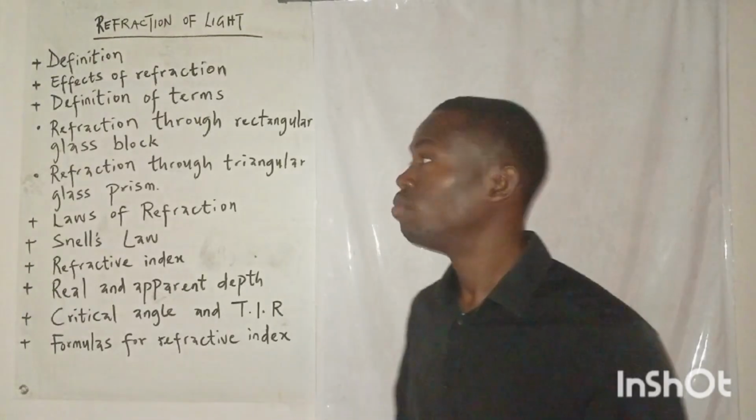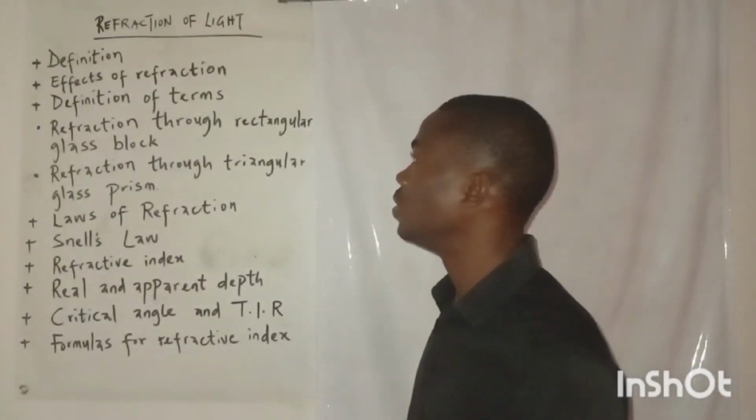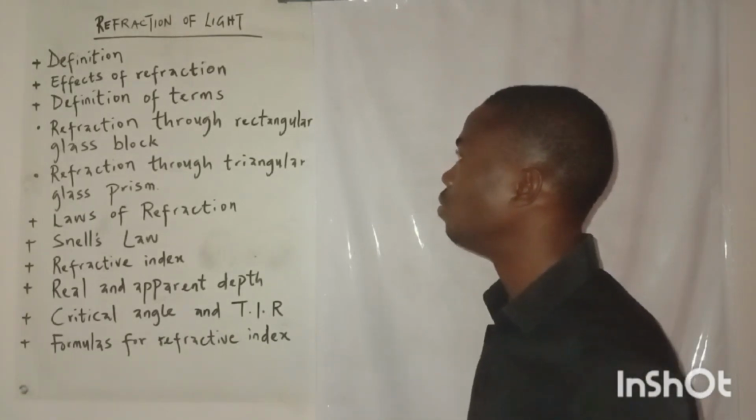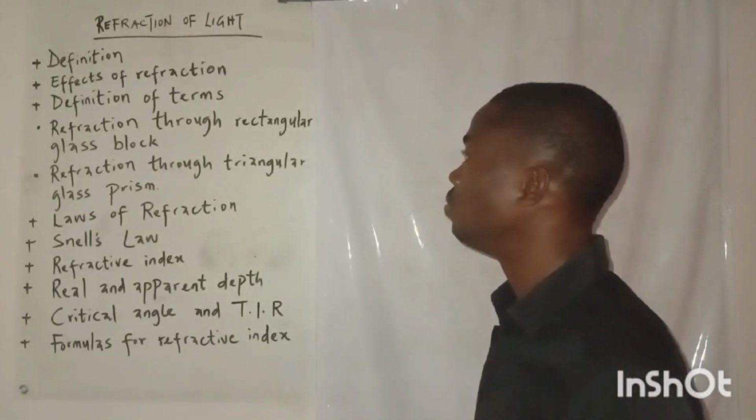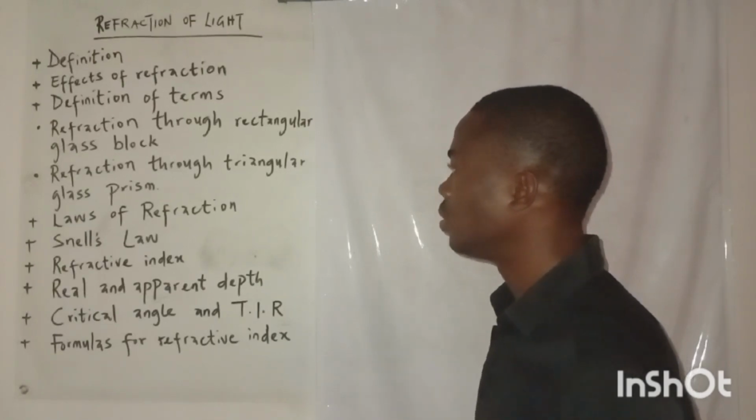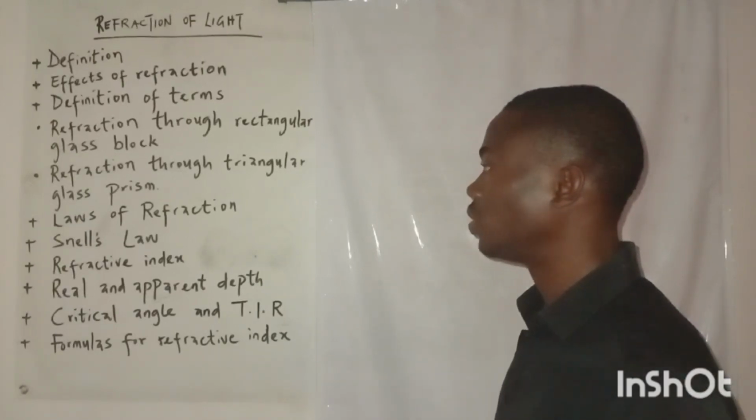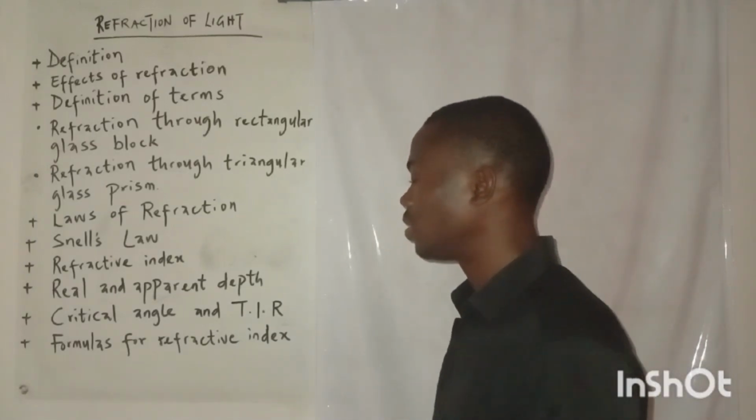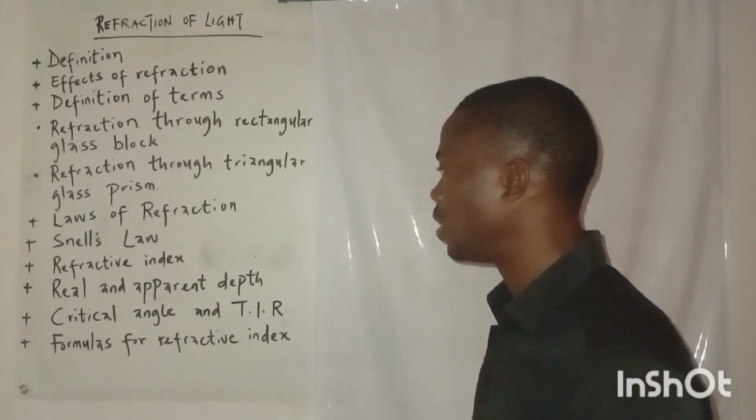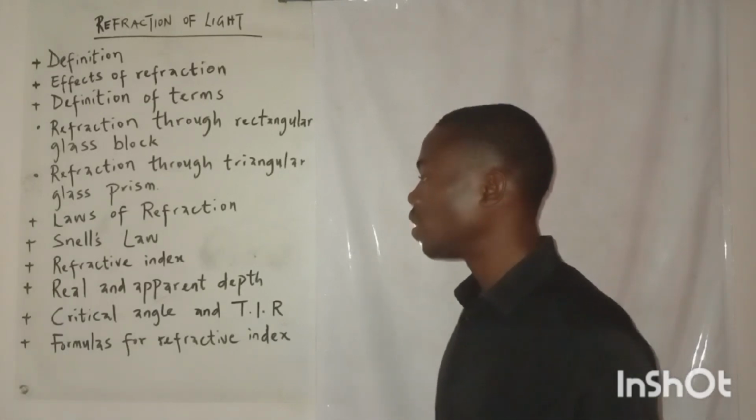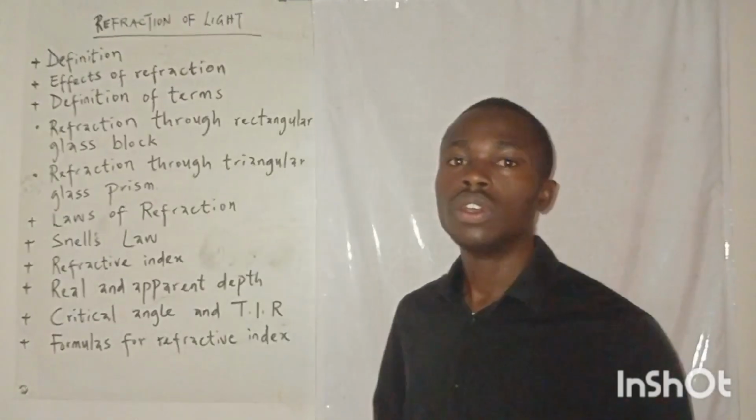So today I'll be showing you all of these items here: the definition, the effects of refraction, the definition of terms, and then I'll do all of this on the board. We'll look at the laws of refraction, we'll look at Snell's law, we'll also look at refractive index, we'll look at real and apparent depth, critical angle and total internal reflection, and then the formulas for refractive index.